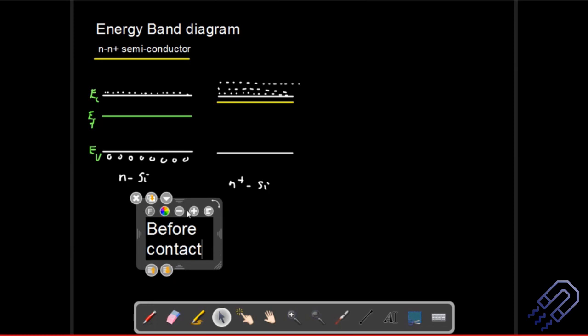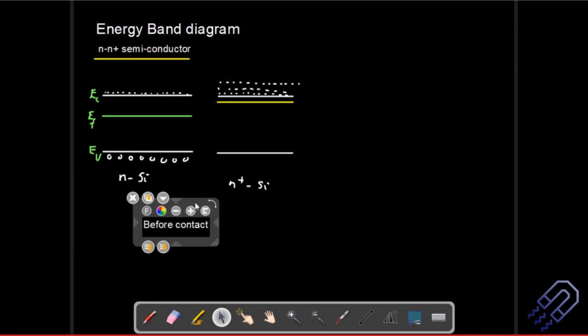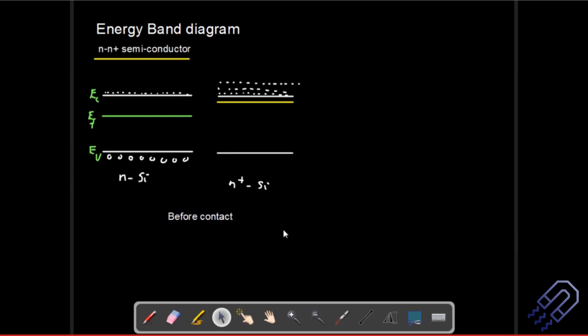I prefer typing because it becomes easy for you to understand. I used the digital pen before. So this is before contact.